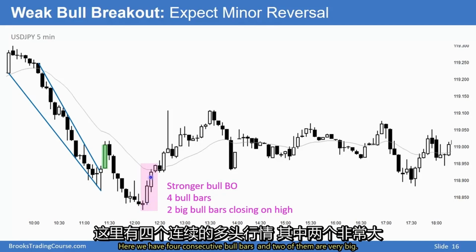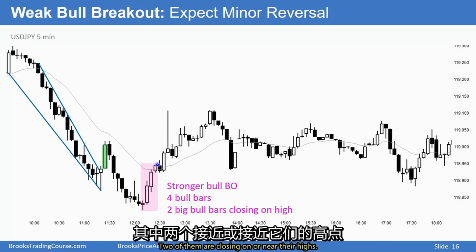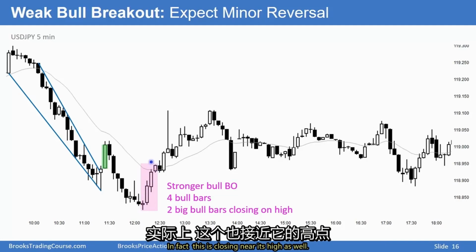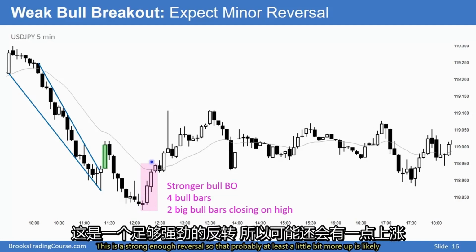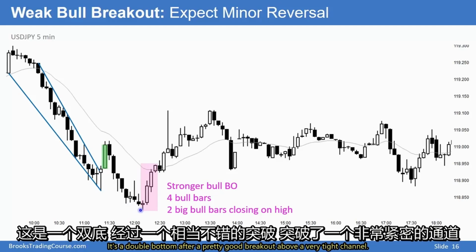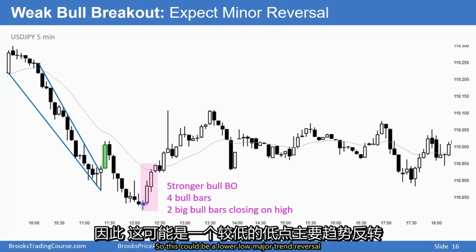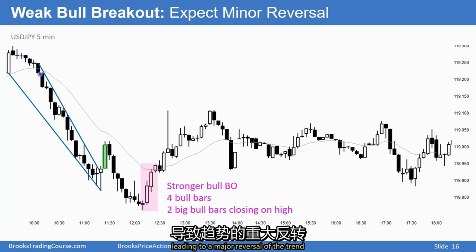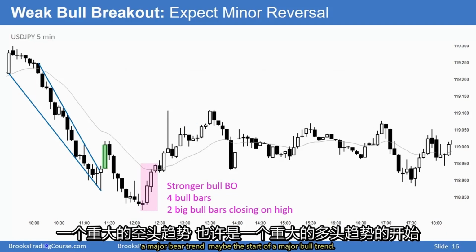Here we have 4 consecutive bull bars, and 2 of them are very big. 2 of them are closing on or near their highs. In fact, this is closing near its high as well. This is a strong enough reversal so that probably at least a little bit more up is likely, maybe a measured move up. Also, the context is good. It's a double bottom after a pretty good breakout above a very tight channel. So this could be a lower low major trend reversal leading to a major reversal of the trend. A major bear trend, maybe the start of a major bull trend.